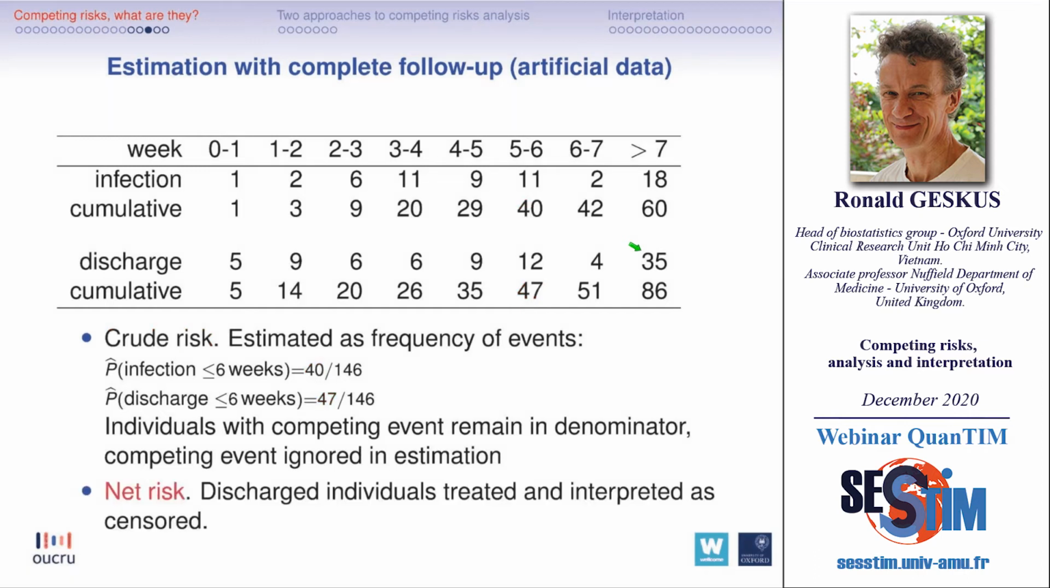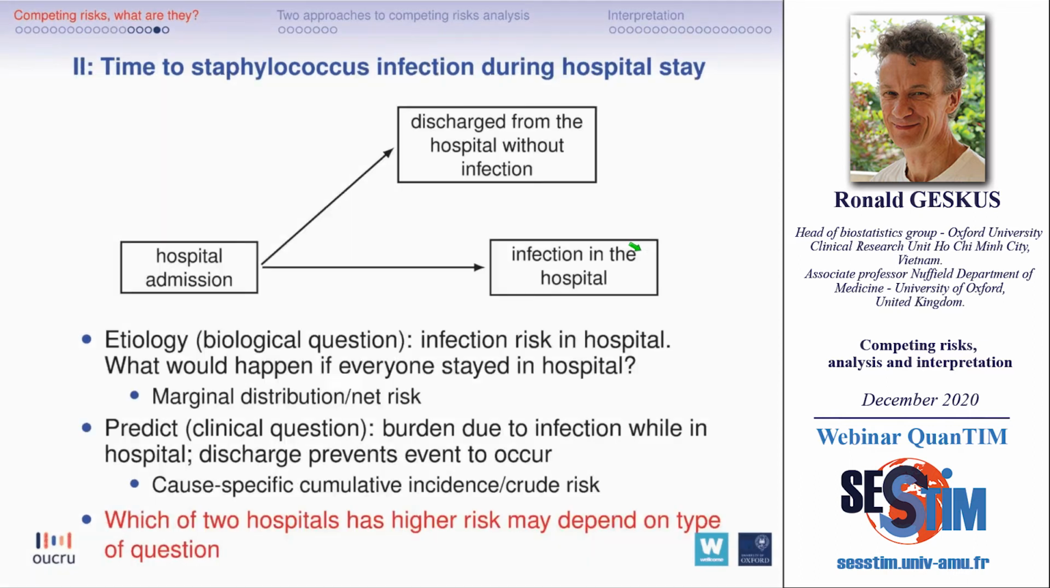The marginal estimate, so estimating what would happen if everyone stayed in hospital, then the approach today is to look at the Kaplan-Meier. This is the marginal distribution, and individuals that are discharged are basically treated and interpreted as censored. It's not a competing risk because we are quantifying what would happen if everyone stayed in hospital. But I will remind you again, an important assumption is that the censoring is unrelated to the event of interest. In fact, they are both relevant questions, and the answer to a question may even depend on which question is asked.